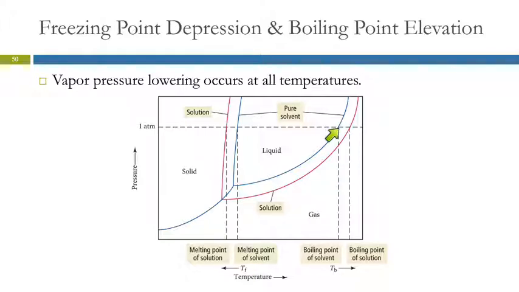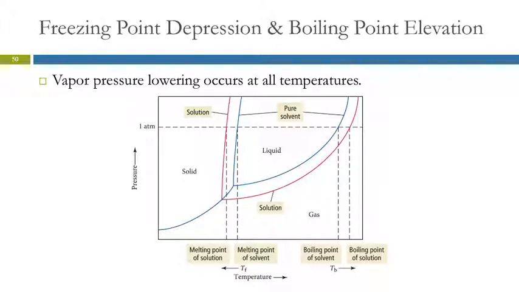When we add solute, we lower the vapor pressure, that causes the boiling point to increase. So the boiling point increases and the freezing point decreases. So this is called freezing point depression, boiling point elevation. It's awesome if you can understand why that happens, but most important is just remember that it happens.